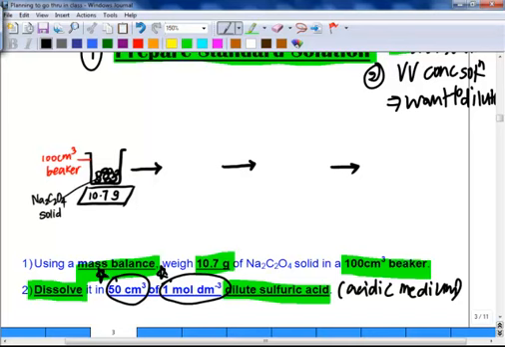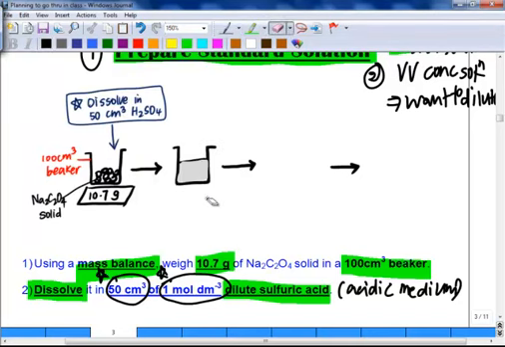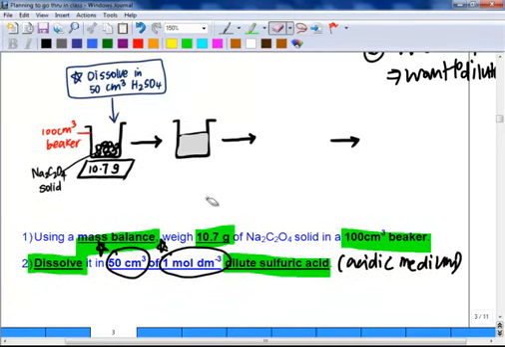After you dissolve it already, what do you do? You transfer to the volumetric flask, not the titration flask. For a planning question, if they never give you 50 cm cube and 1 mole per dm cube, you have to give it on your own. But if they already state it in the question, you can just use the question. Is it okay?